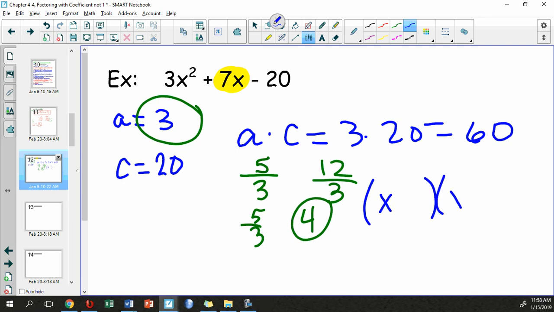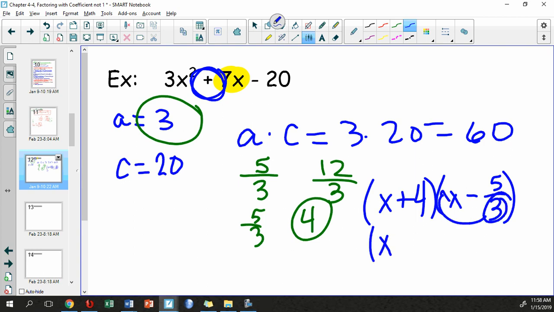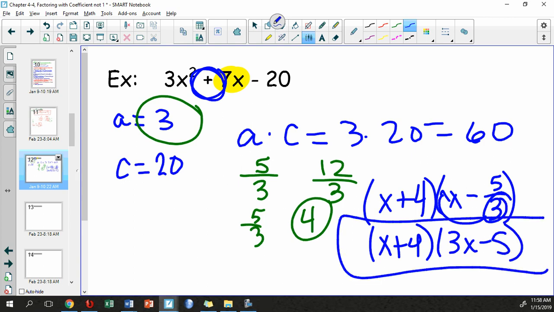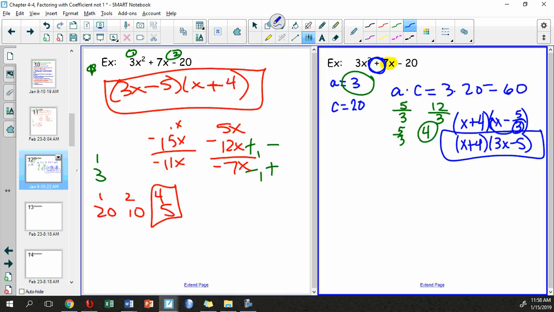If I put an X here and an X here, and I need my signs to be opposite, the bigger number is going to get the middle sign. So the 4 goes here and the 5/3 goes with the minus, correct? Am I allowed to have a fraction here? No, so that 3 is going to pop inside with that X. So I have X plus 4 times 3X minus 5. Same problem done 2 different ways. Okay?